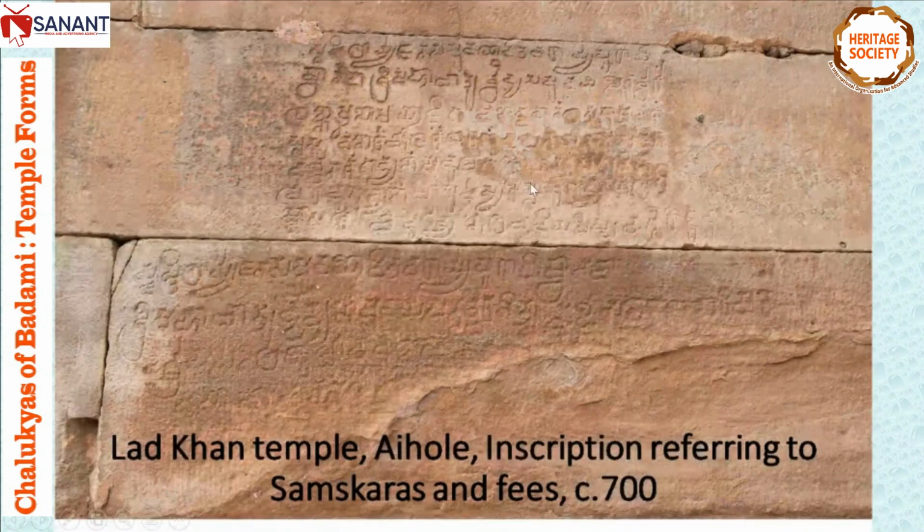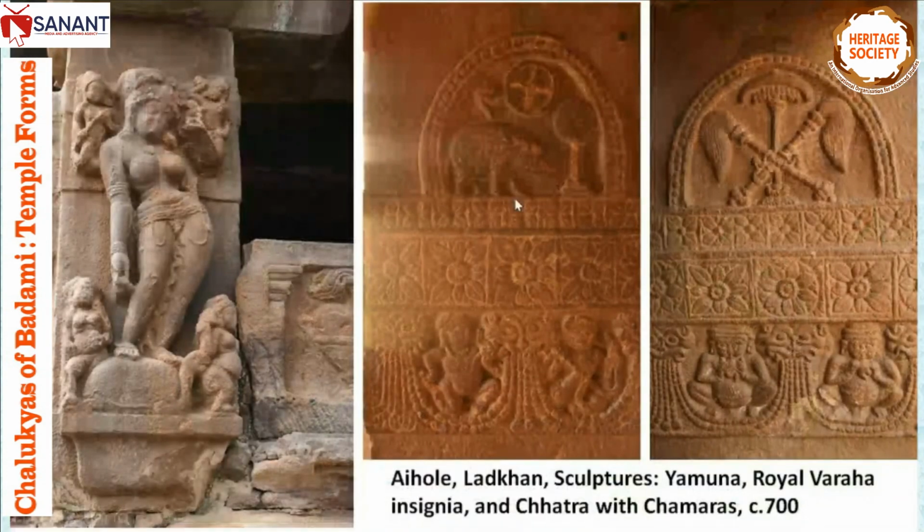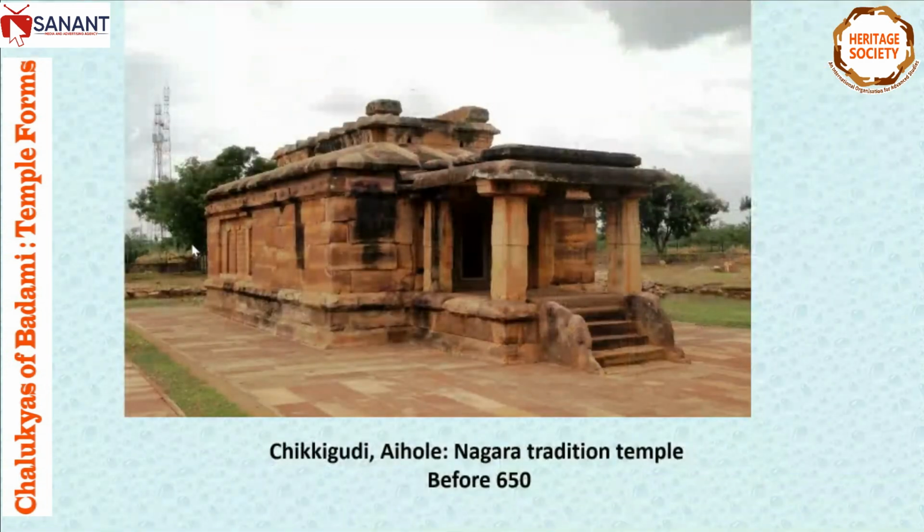This is the inscription which mentions the samskaras, for which separate fees are prescribed. This is the royal emblem, two royal emblems which you can see here. The figure of Yamuna, one of the pillars. There is also a Ganga figure also.